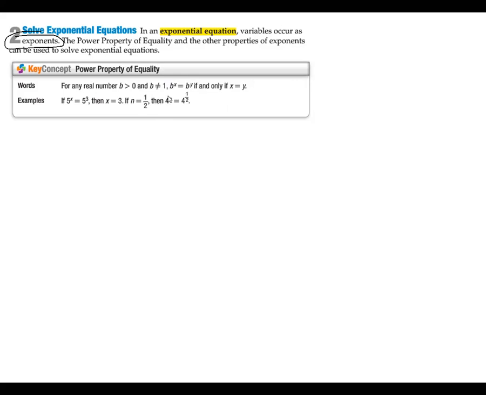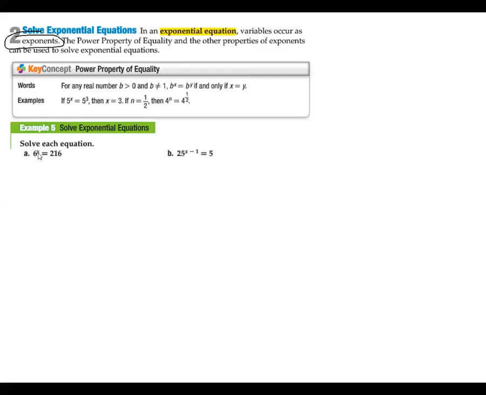Okay, so if I have 4 to the nth power equals 4 to the 1/2 power, then in this case, n would have to equal 1/2. If I have 5 to the x equals 5 to the third, then x has to equal 3. All right, so let's try a couple.